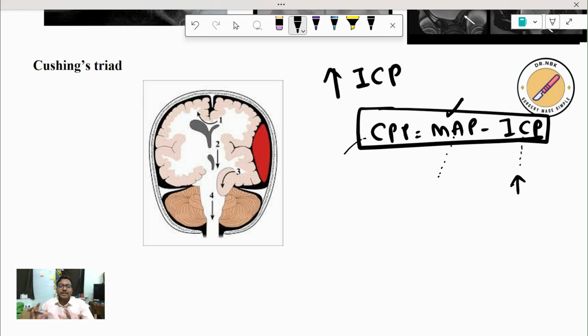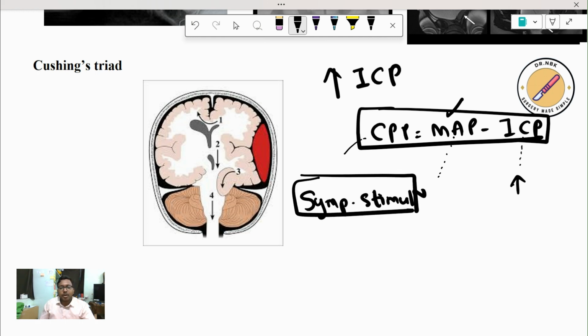Okay. Now let's apply the same thing. What happens in case of, let's say for example, you have some head injury or even some other conditions where you have raised intracranial pressure? So what happens now when there is raised intracranial pressure? There will be sympathetic stimulation occurring in the body. So whenever there is sympathetic stimulation, obviously BP will be increasing.